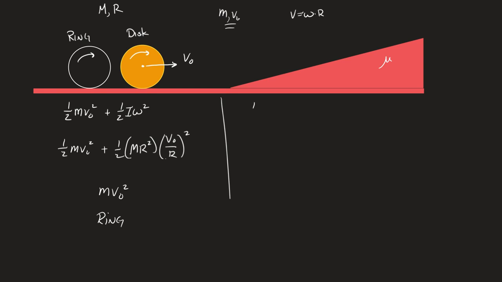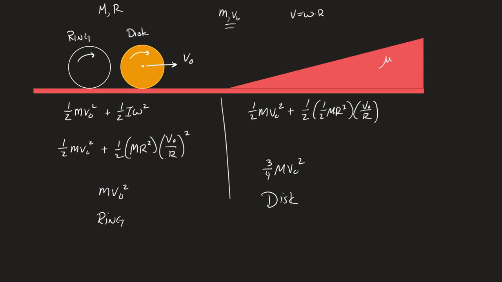It is 3/4 m v naught squared, because it's 1/2 m v naught squared plus 1/2 times 1/2 m r squared times v naught over r, which gives you 3/4 m v naught squared for the disk. Is it clear which one has more energy? So which one goes higher up? Clear that it's the ring, right? It's going to convert all that energy into gravitational potential energy, mgh. So you can clearly find which one goes higher.